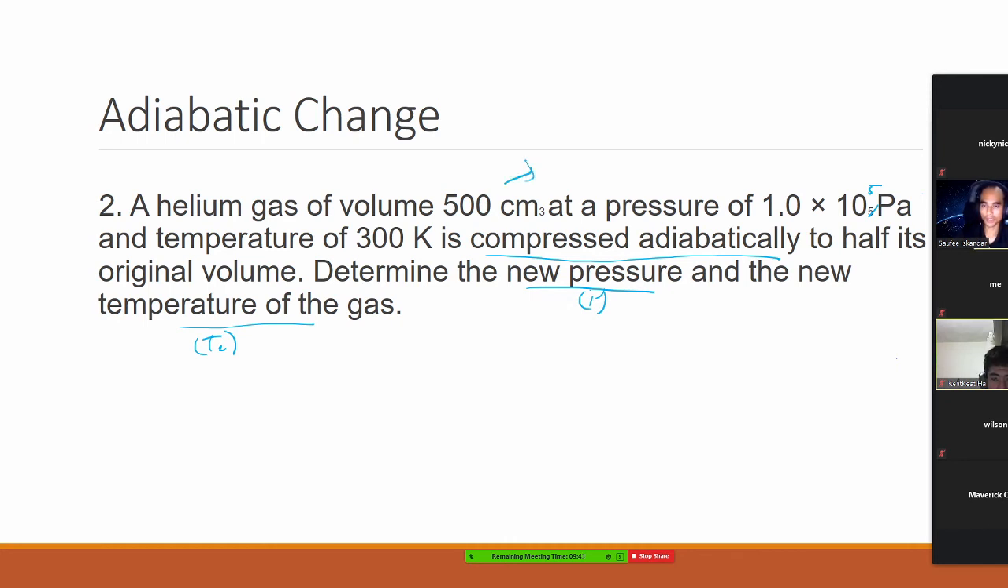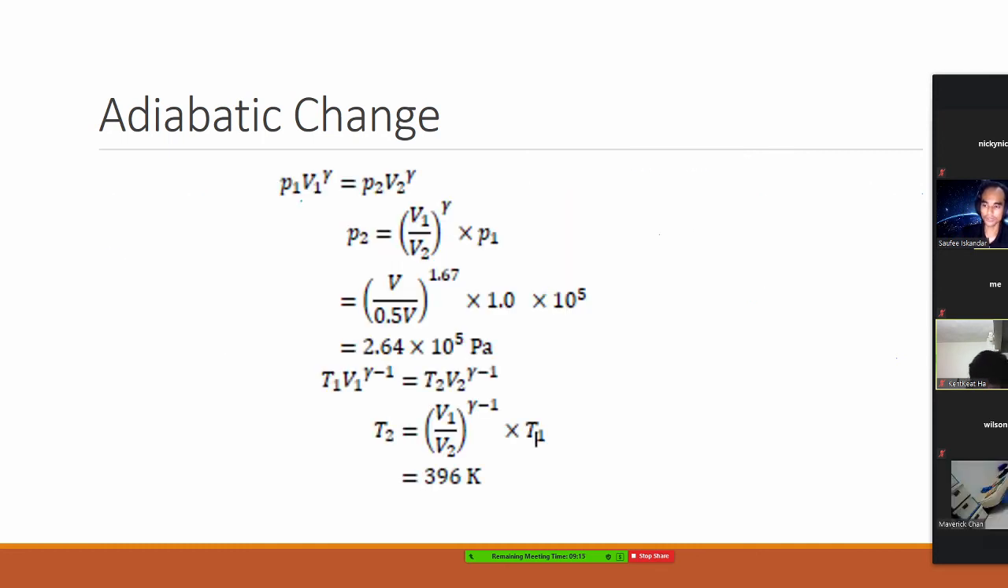How much is 500 cubic centimeters? So 500 times 10 power negative 6, since each centimeter is 10 power negative 2, and cubed gives negative 6. The pressure is in Pascal, and the temperature is T1. New pressure and new temperature of the gas. So this is the working: P1 V1^gamma equals P2 V2^gamma.